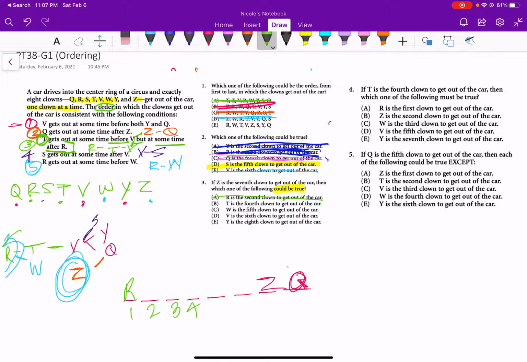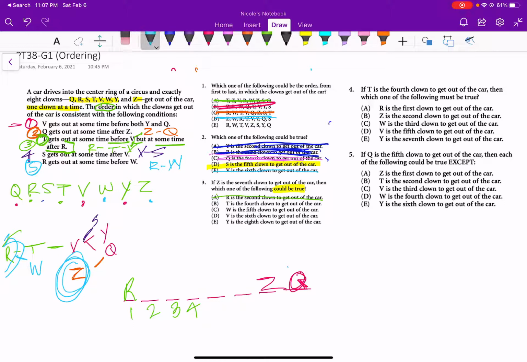T is the 4th one to get out of the car. I don't like this one because there's a lot of things that have to go after T. If we were to try it, we would just put T right in number 4. And what is everything that has to come after it? V has to come after it. S and Y. Well, there's nowhere for all of those 3 to fit, so that doesn't work either.